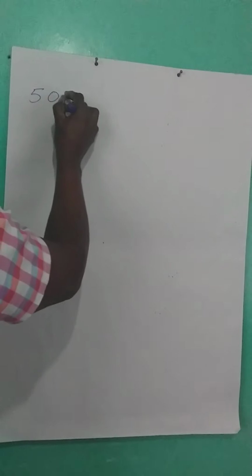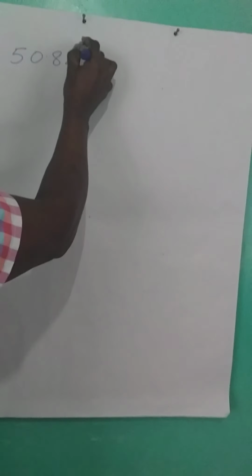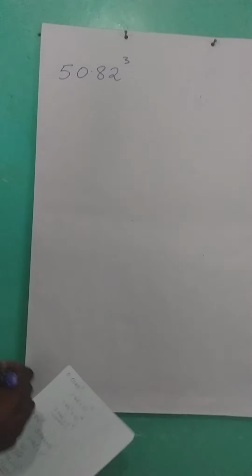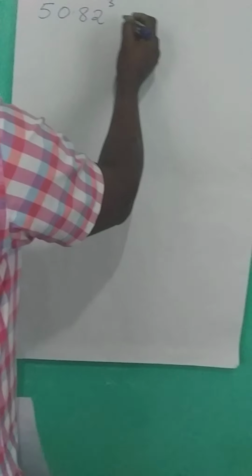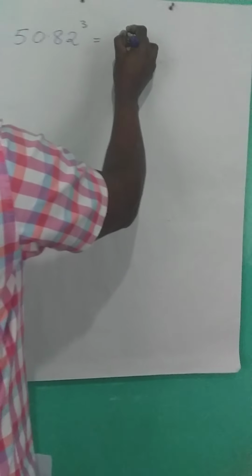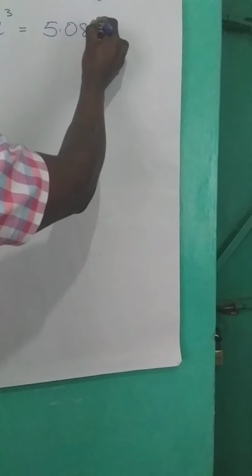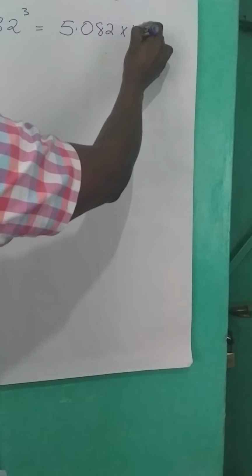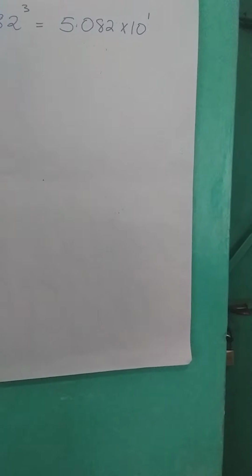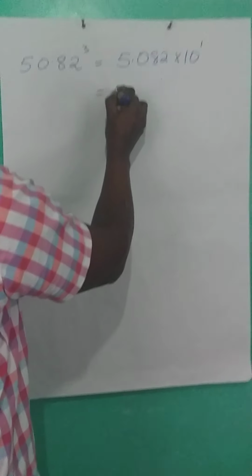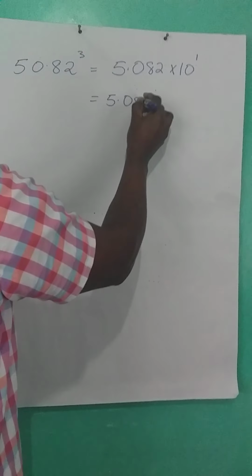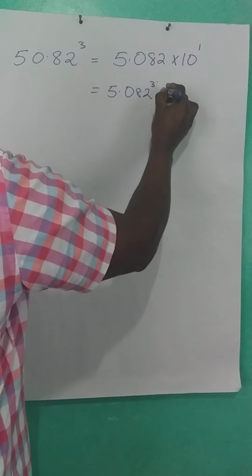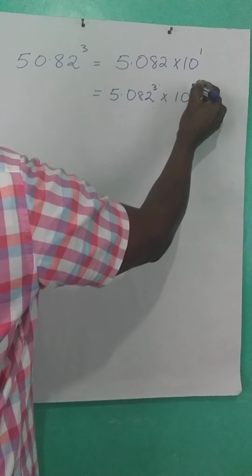The other number is 50.82 raised to power 3. So how do you find the cube of 50.82? We write the number in standard form as 5.082 times 10 raised to power 1. Then we cube 5.082 and we also cube 10 raised to power 1, which is 10 raised to power 3.